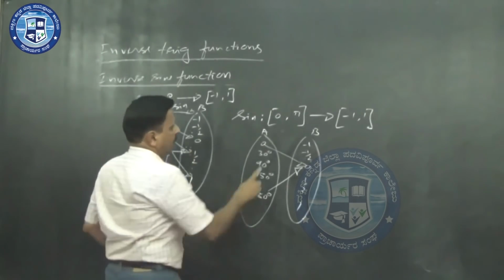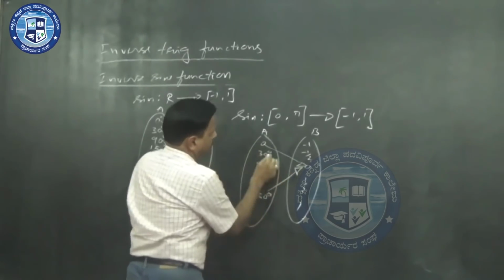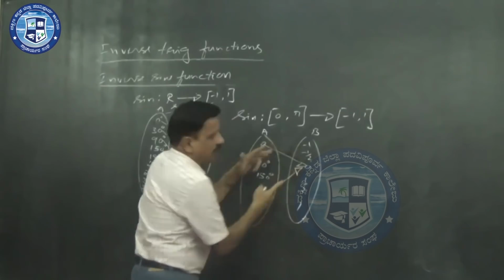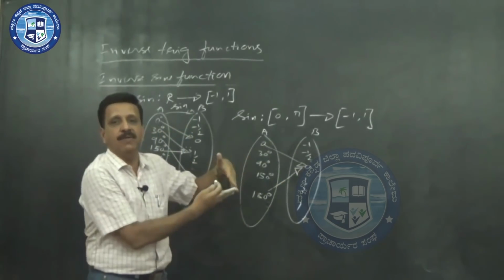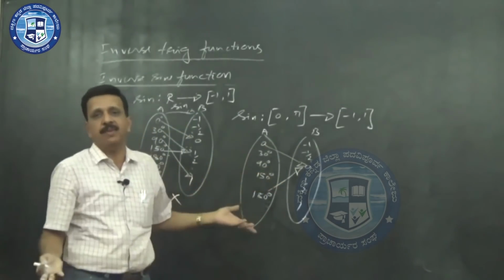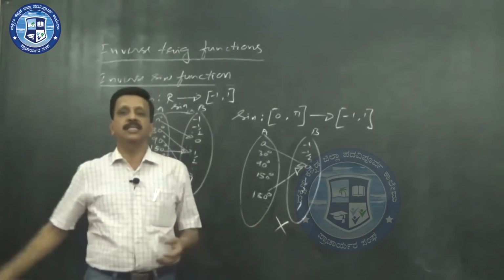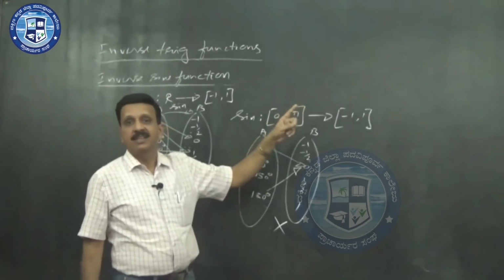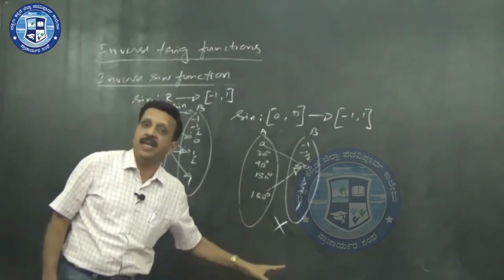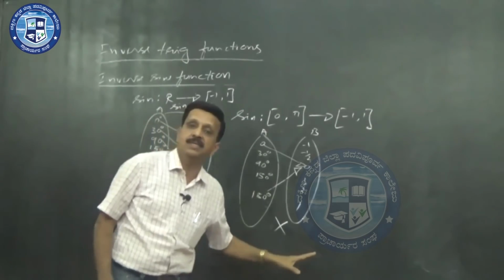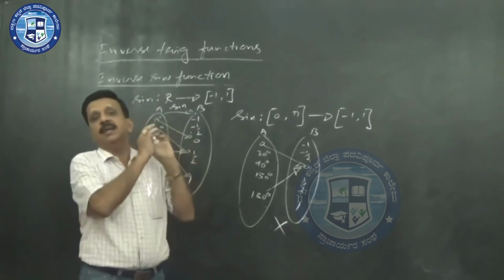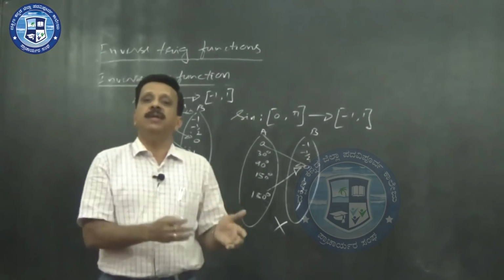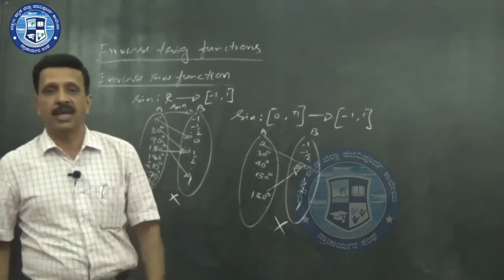Okay. See, this is enough. Even sin 30 is half, sin 150 is also half. This is enough to say that it is not bijective. No longer it is 1-1. If it cannot be 1-1, it cannot be bijective. So the inverse function does not exist. Like that you go on with trial and error method, and in most cases you find that the inverse does not exist, because the function you are taking originally will not be bijective.